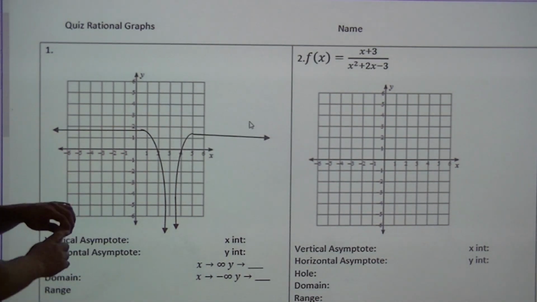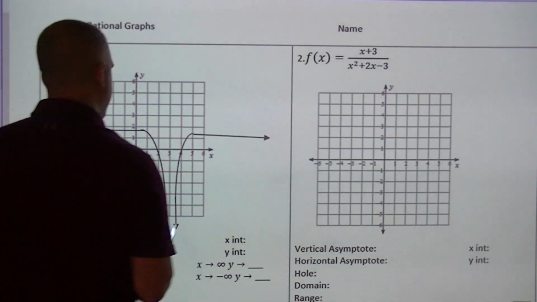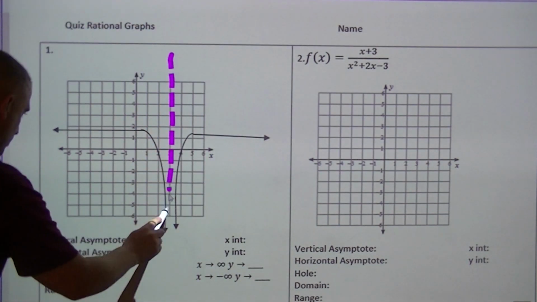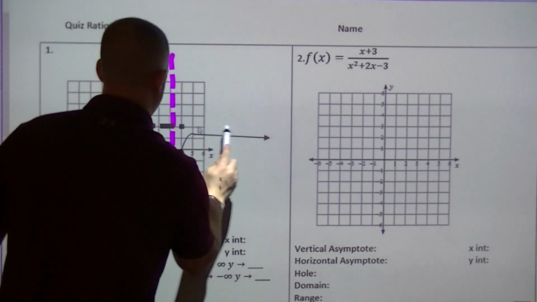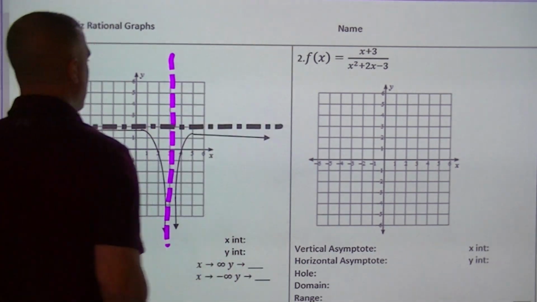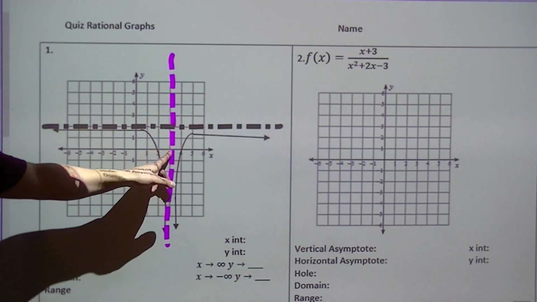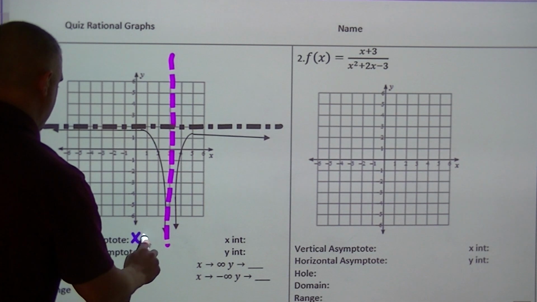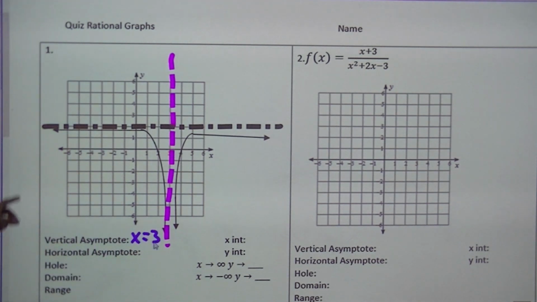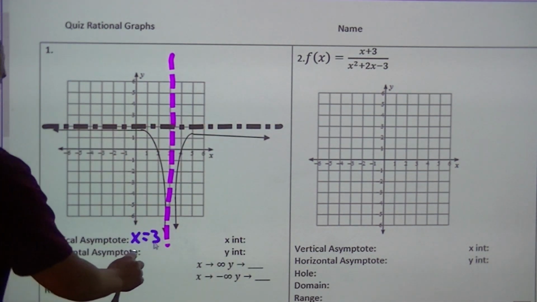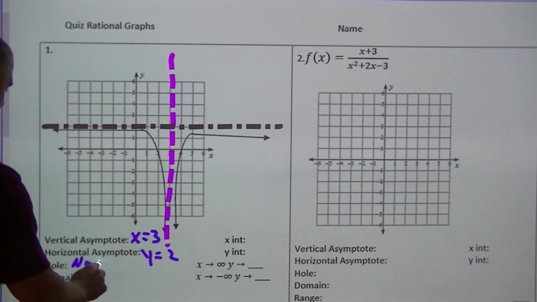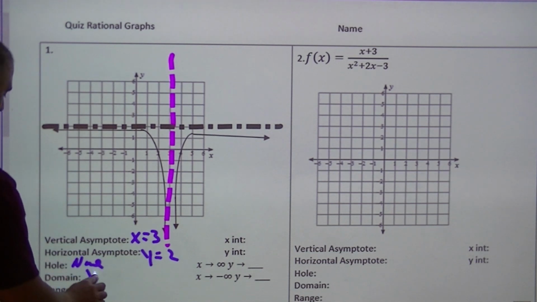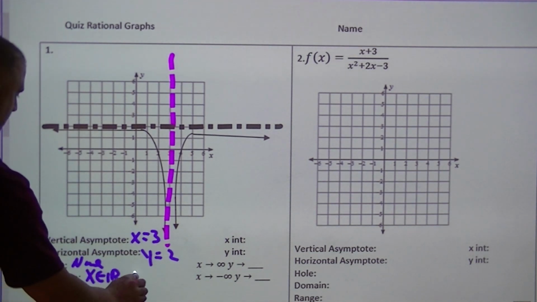What you have to do on this is go ahead and draw your asymptotes. This is my vertical asymptote, and I'm going to draw this one as my horizontal asymptote, as long as they're reasonable. The vertical one is x equals 3, and the horizontal is y equals 2. There's not going to be a hole, so that's none. My domain is all real numbers, except x can't equal 3.